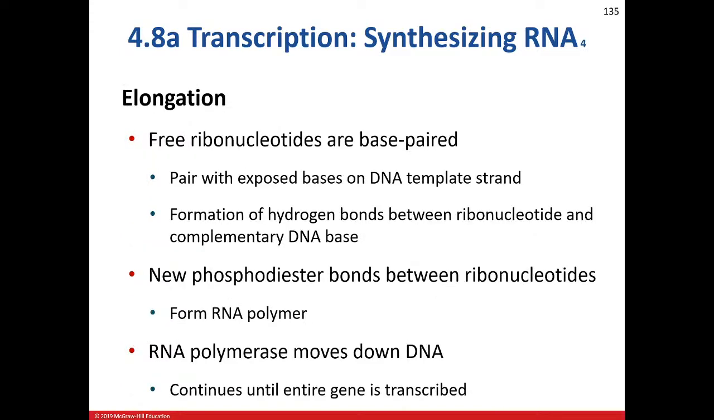So elongation. Again, this is where we are continuing down. We are lengthening the RNA transcript by continuing to copy DNA. And we see free ribonucleotides. These are the nucleotides that get paired up according to base pairing rules. They pair up with the exposed DNA bases on the template strand. And we form hydrogen bonds between the bases of the DNA and the RNA.